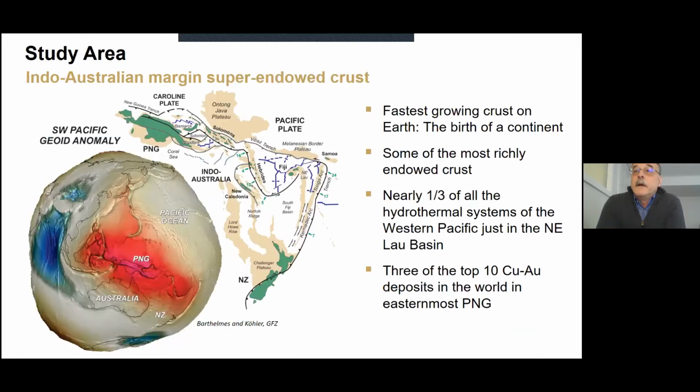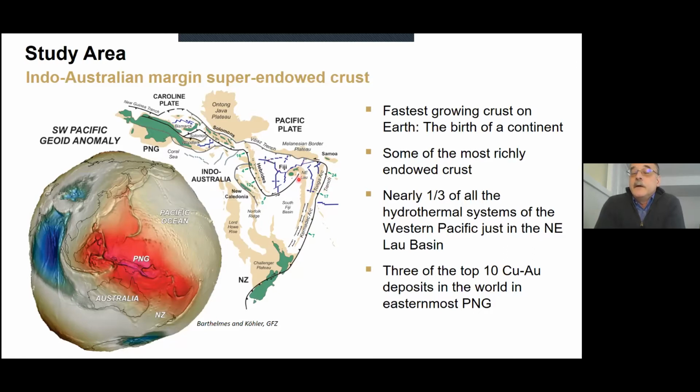possibly also later gold? To address this, we chose a study area, which is really a modern day center of crustal growth at the edge of the Indo-Australian margin. This is some of the fastest growing crust on Earth today, and it includes some super endowed terrains with some of the largest copper and gold deposits in the world, and also the highest density of submarine hydrothermal activity pretty much anywhere in the oceans, centered in the northern Lau Basin, the Fiji Basin, and the Bismarck Sea.